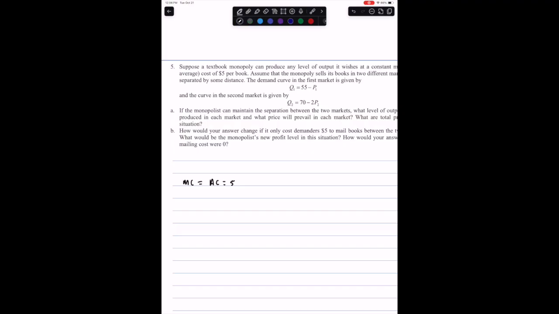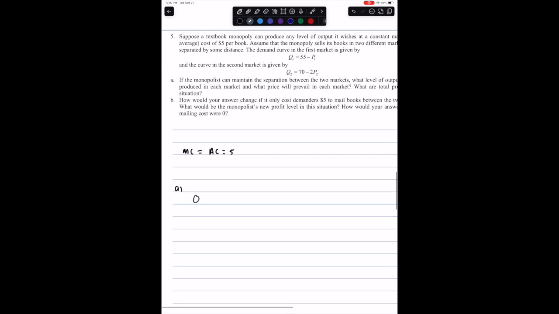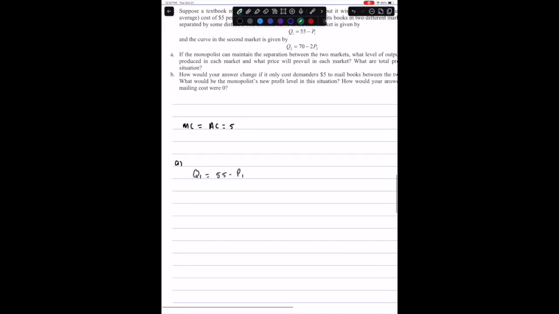Part A asks us: if the monopolist can maintain the separation between the two markets, what level of output should be produced in each market and what price will prevail in each market? What are the total profits in this situation? So let's get started. I'm going to start with Q1, which is equal to 55 minus P1. I'm going to go through this process a little bit fast because we went over it yesterday, but I'll still include all the steps.